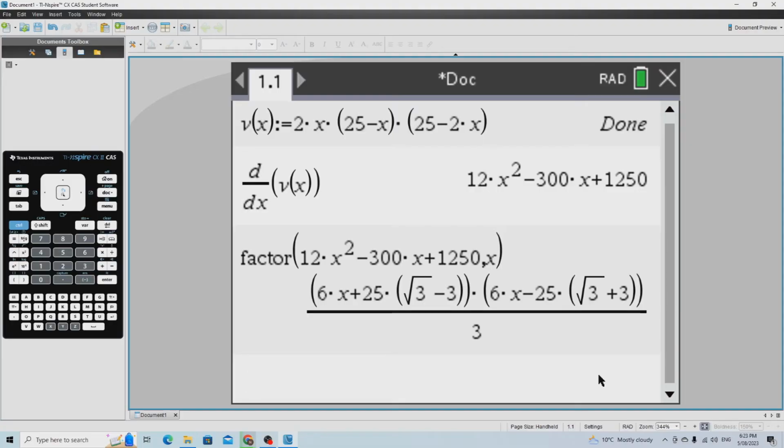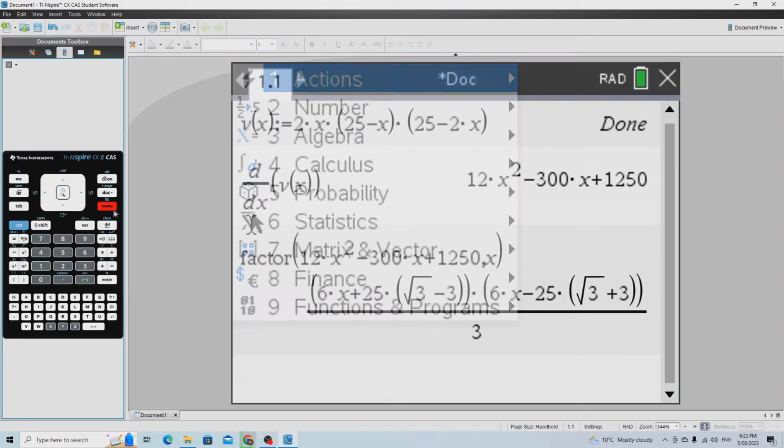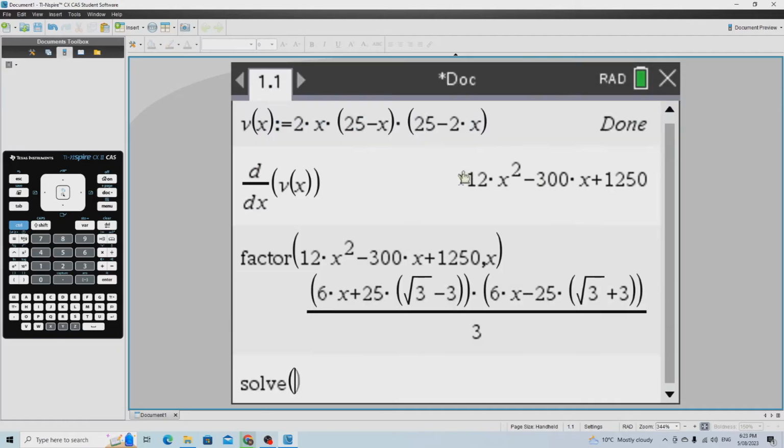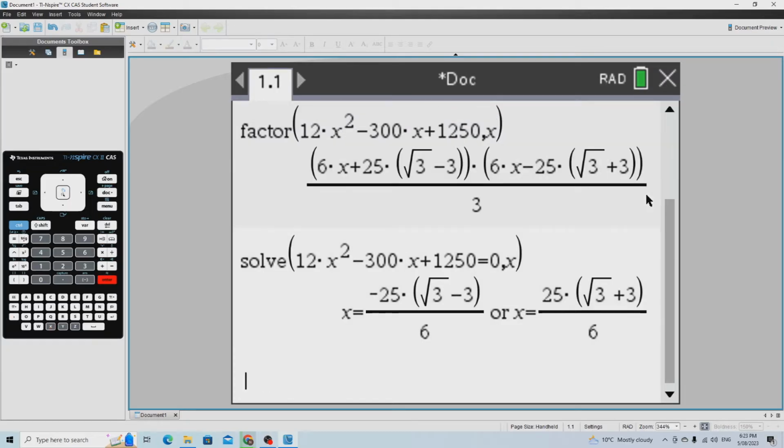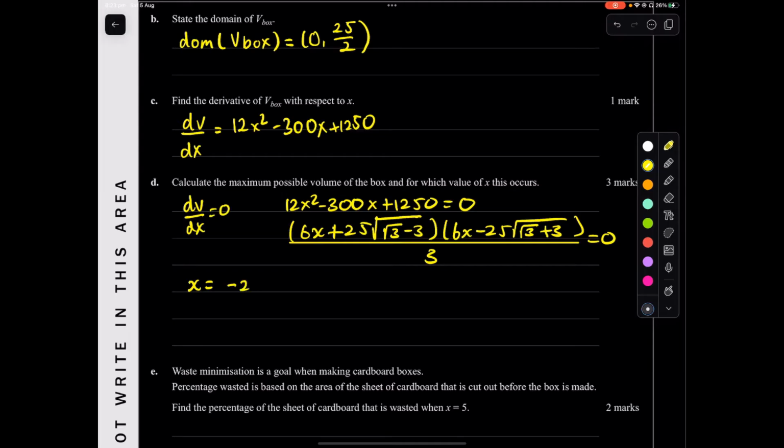So your x values, I'm just going to solve this equation equals 0, which gives us x equals negative 25 root 3 minus 3 over 6, and x is equal to 25 root 3 plus 3 over 6. Okay, now we have that.